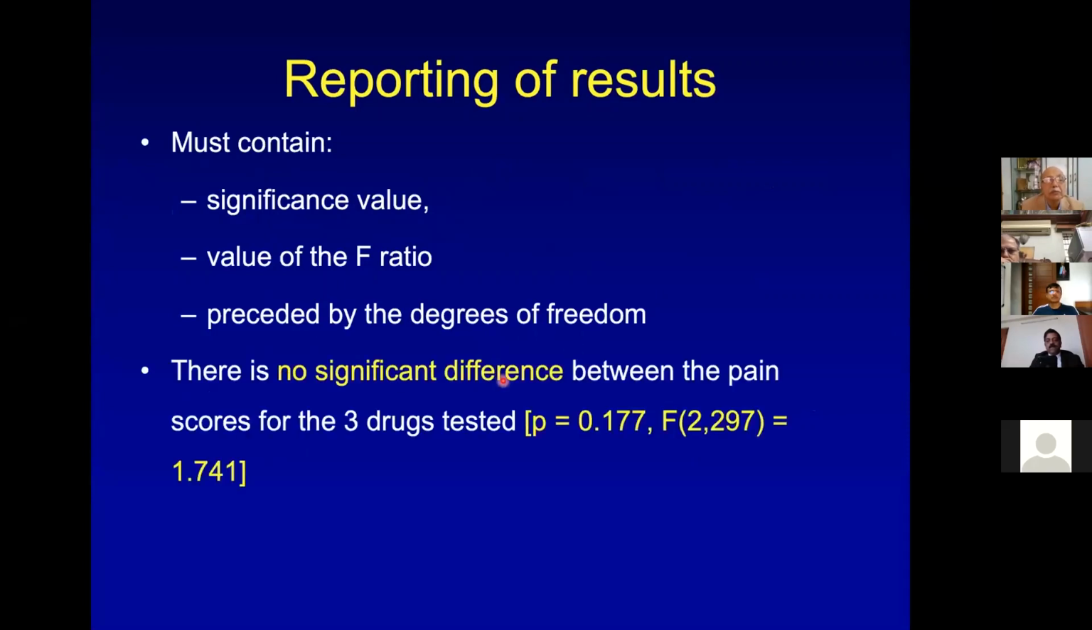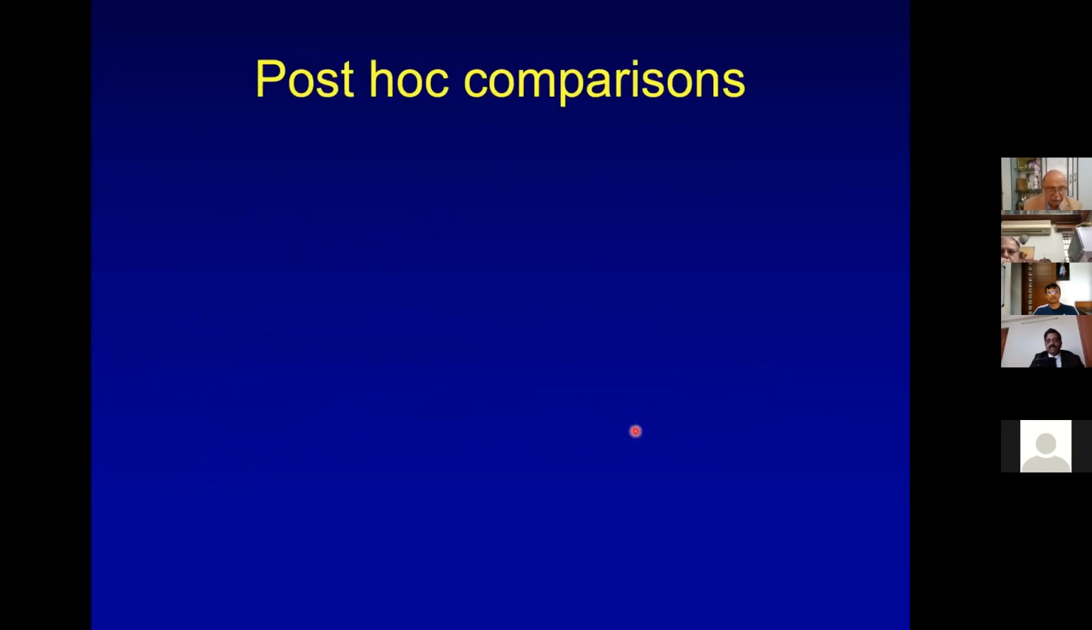There is no significant difference between the pain scores of the 3 drugs tested. F statistic, 2 degrees of freedom for the groups, and 297 is the degrees of freedom for the overall sample size. F equals 1.741, that is the F statistic, and P equals 0.011 is the P value. This is how we report the results.